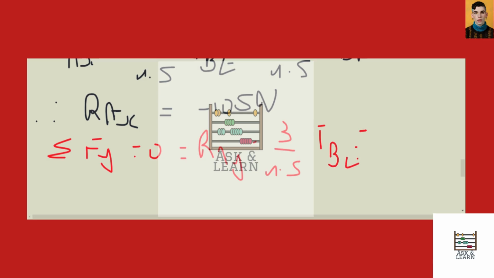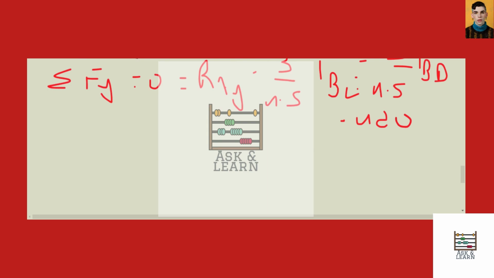Now the same way, let's do it for the y direction. So I can write sigma Fy is equal to 0 is equal to RAY minus 3 upon 4.5 TBE minus 3 upon 4.5 TBD minus 420. And by putting all the values here, we will get RAY is equal to 840 Newton.